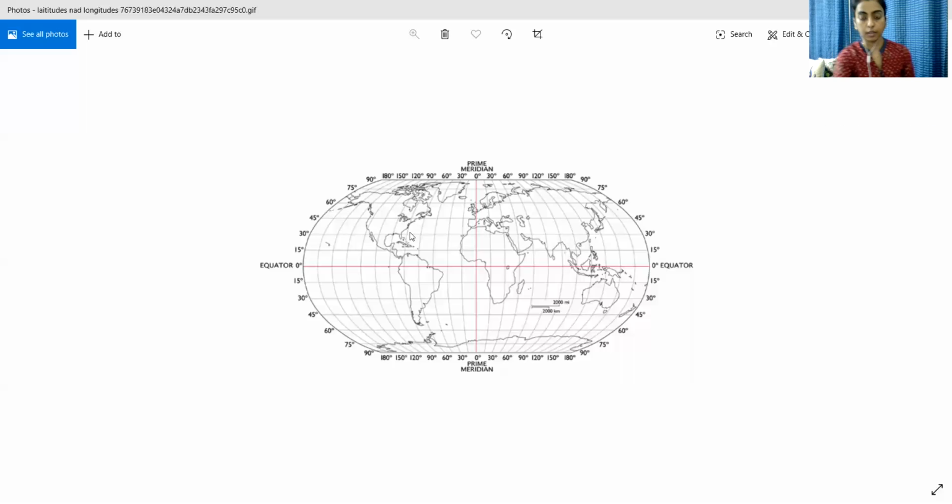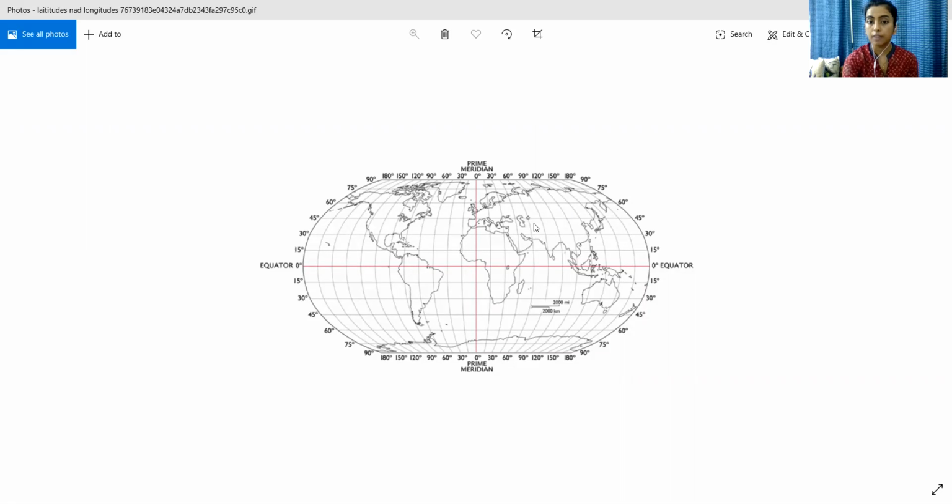Now this is the world map, and can you see here? This is from north to south. This 0 degree is known as the prime meridian, and from east to west, this 0 degree is known as the equator. Now, the equator divides the earth into two equal halves, the northern hemisphere and the southern hemisphere. On the other hand, the prime meridian divides the earth into two equal parts, the eastern part and the western part. Now, can you see where India is located? India is located in the eastern part and in the northern part.